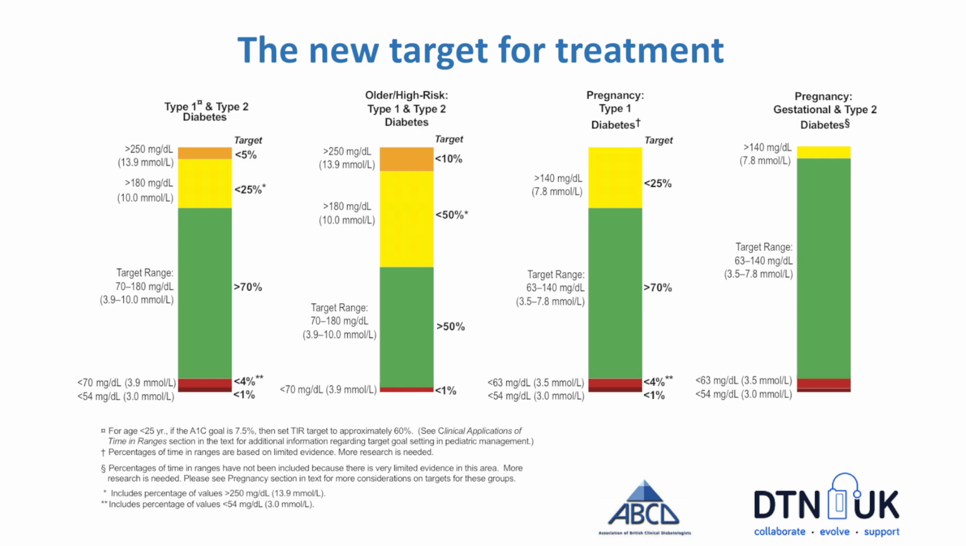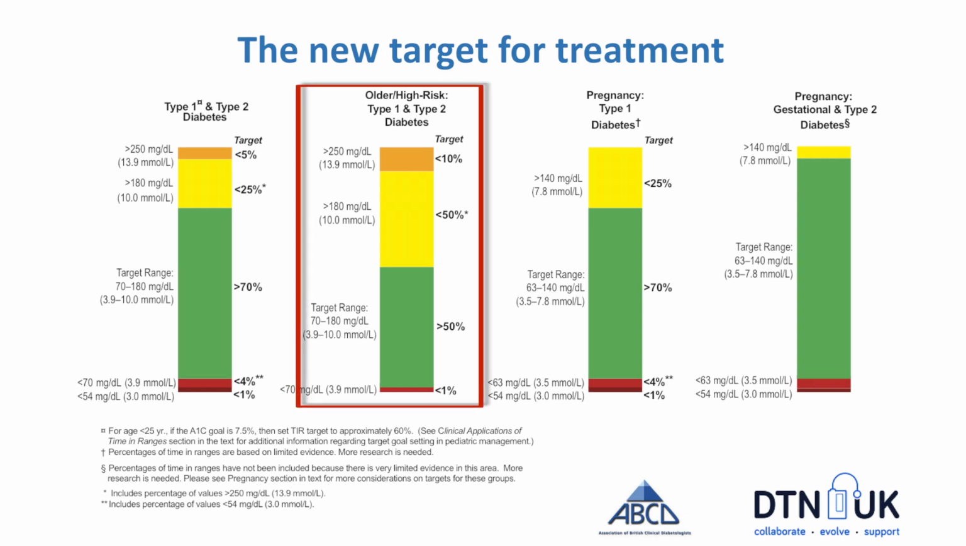If you take that down, an HbA1c of 7% or 53 millimoles per mole is equivalent to about 60 or 65% time in range. And an HbA1c of 8% or 64 millimoles per mole is equivalent to about 50% time in range. As you can see in the second column there, in people who are older, maybe at higher risk of harm if they have hypoglycemia, we think it's reasonable and acceptable to have a slightly lower target for time in range of 50%, but we want to minimize that time in red, the time in hypoglycemia.